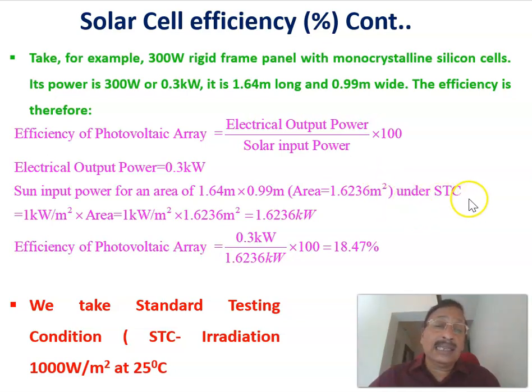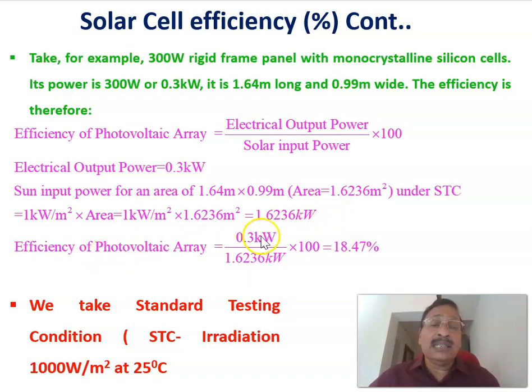Under standard condition, you know that it is 1000 watts per meter square. Therefore, 1000 watts or 1 kilowatt per meter square, multiplied by this area, 1.6236 meter square, we get 1.6236 kilowatt. Therefore, this is the sun power input or solar input power, and this is the electrical output power. 300 watts is the electrical output power, and 1623.6 watts is the solar input power.